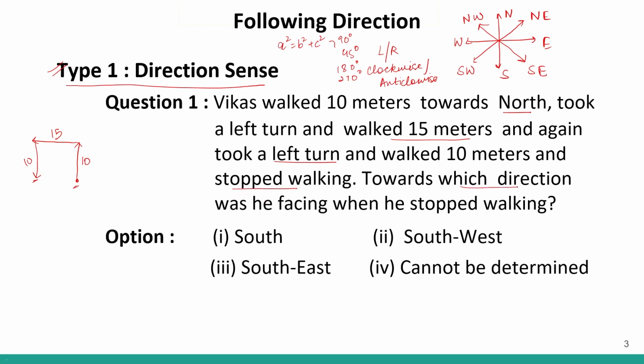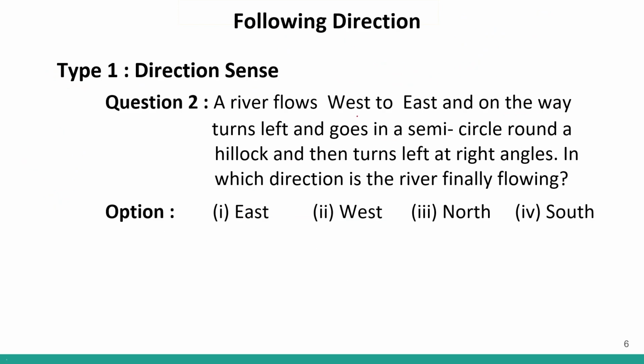And then he stopped walking. Towards which direction was he facing when he stopped walking? So definitely he was facing this direction when he stopped walking. And what is this direction called? This direction is the south direction. Hence, our answer will be option number 1, south. Easy?